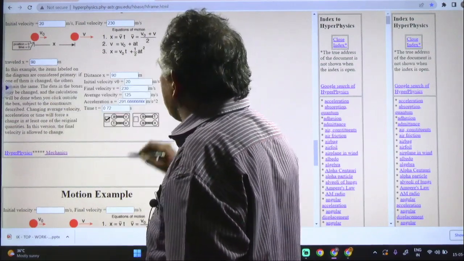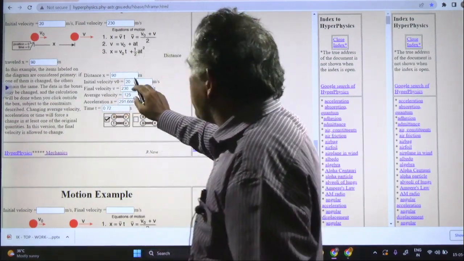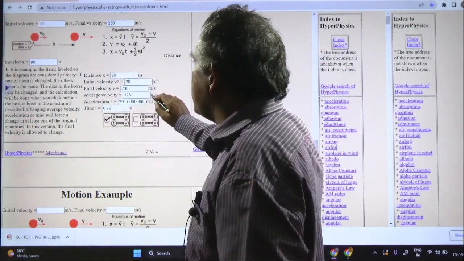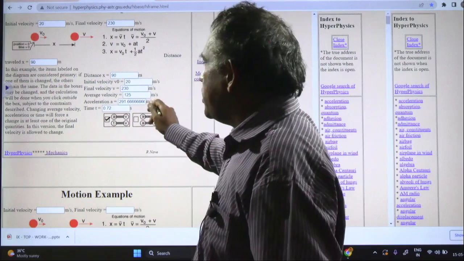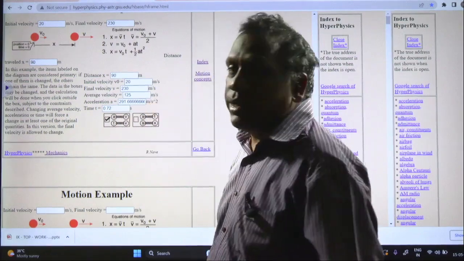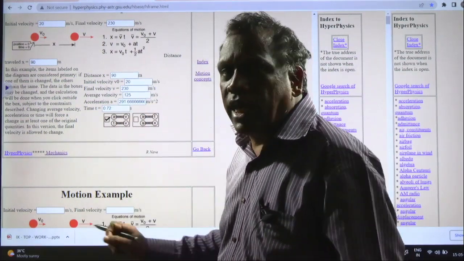Then what is the answer for the distance? Here 90, 230, 20 you got. 125 is the average velocity. Acceleration is 291.6. Time taken is 0.72 seconds. How fast you can do the calculation!